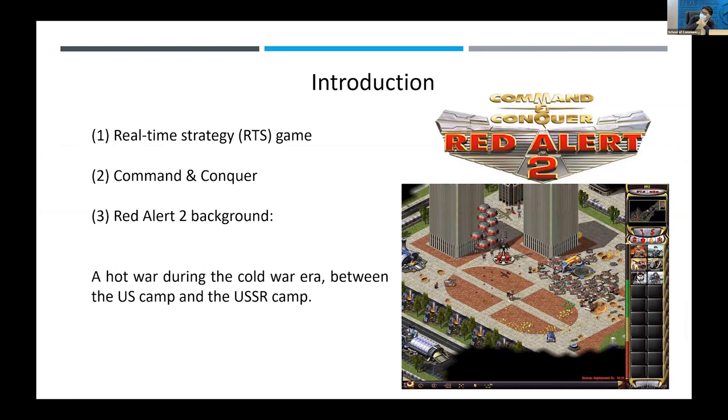Firstly, a brief introduction to the game. Command and Conquer is a real-time strategy video game franchise, first developed by Westwood Studios. It is a simulation game of modern war. In particular, Red Alert 2 is about a virtual hot war in the Cold War discourse between the US camp and the USSR camp. So in short, it's just what really happened.